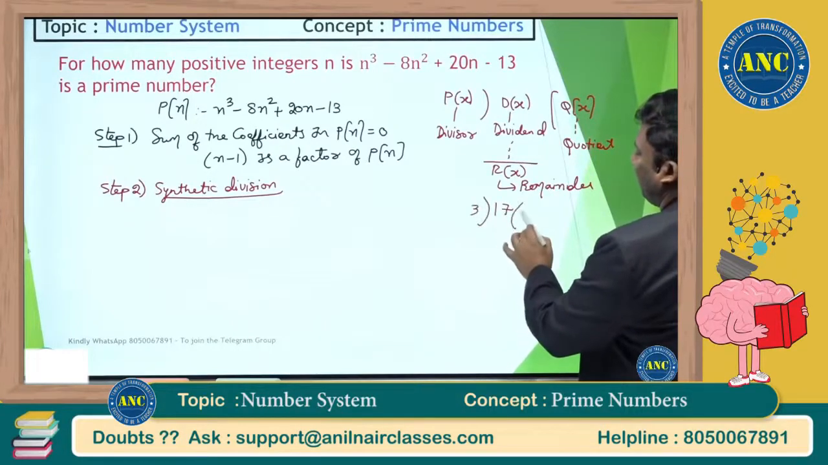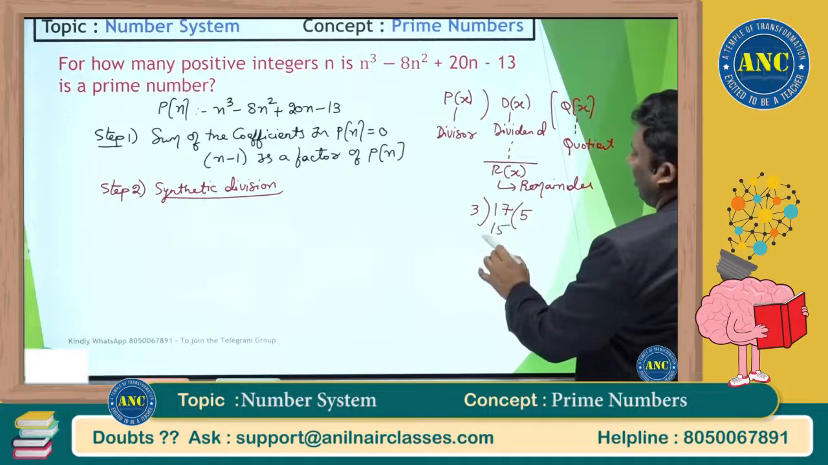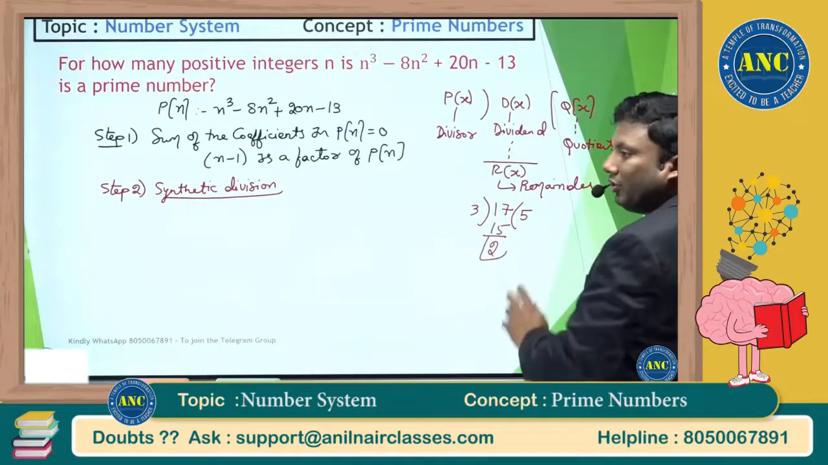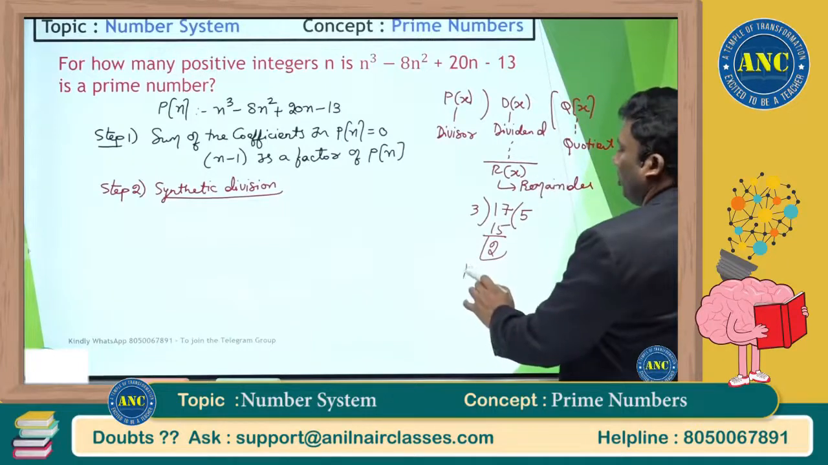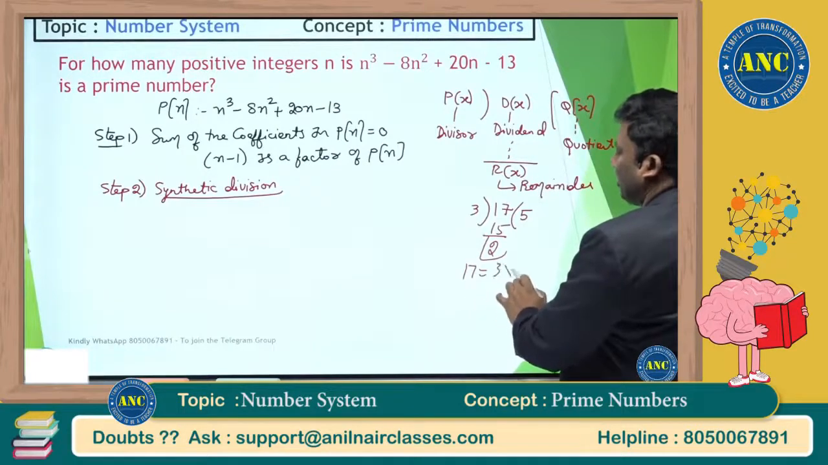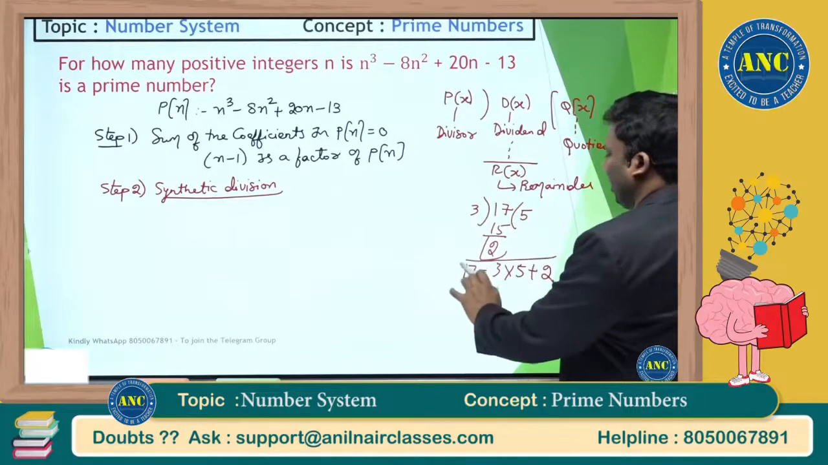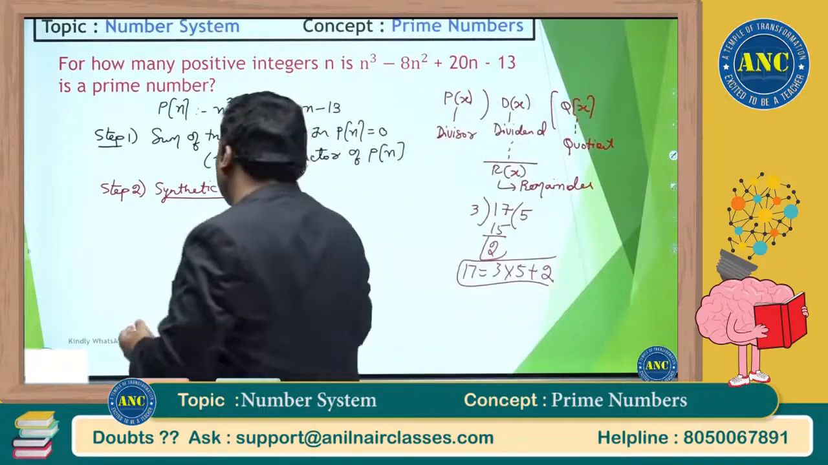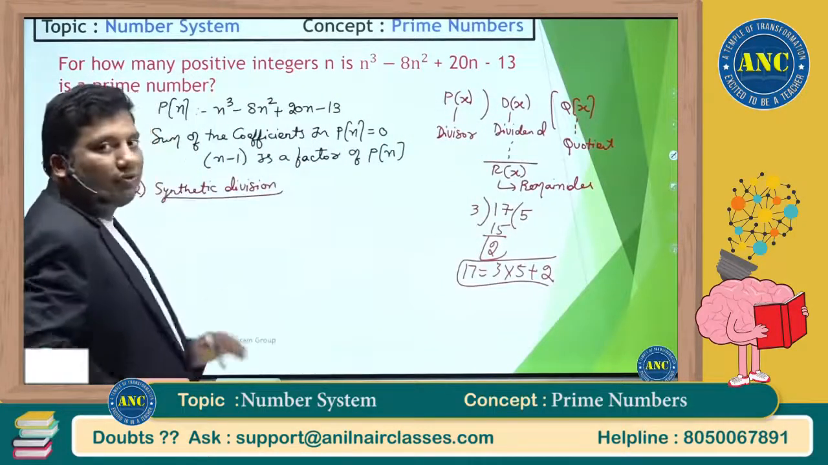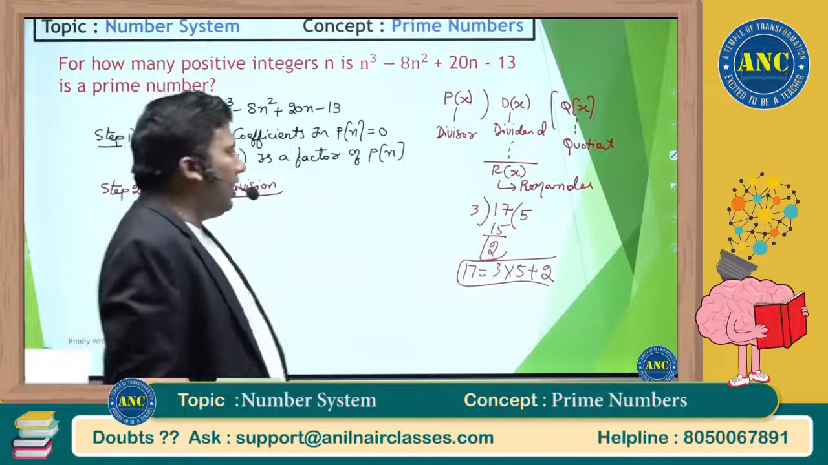It is like doing this: 3 5s are 15, remainder 2. Instead of numerical value, 17 is called the dividend. The number which is dividing 17 is called the divisor. So 17 is equivalent to 3 into 5 plus 2. I hope the idea is clear.